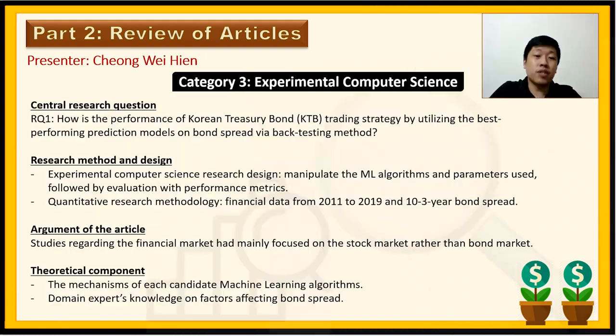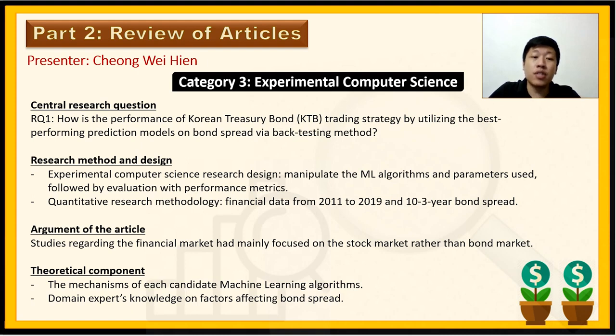Next, I'll be explaining the selected articles for the third category, which is experimental computer science. For this paper, the central research question is how is the performance of current treasury bond (KTB) trading strategy by utilizing the best prediction model on bond spread verified by back testing method.